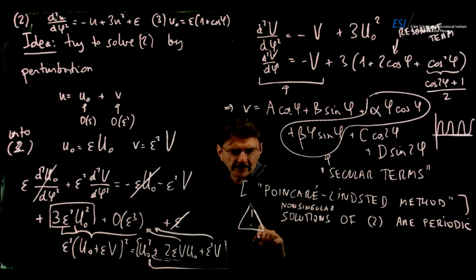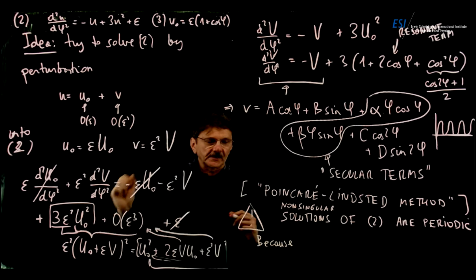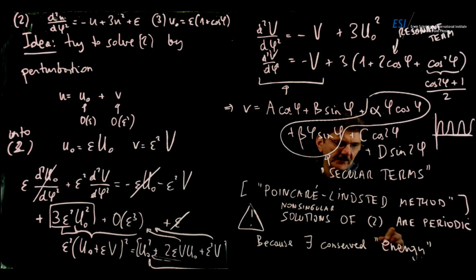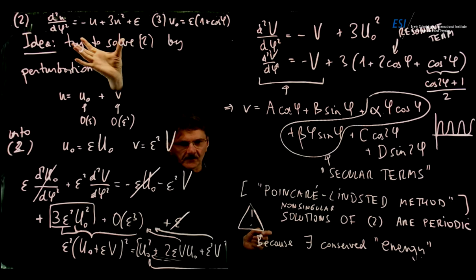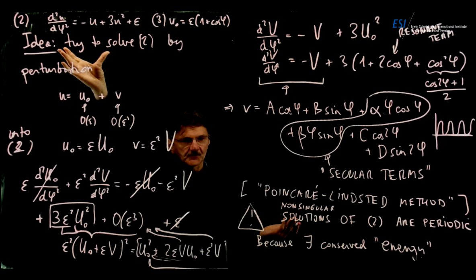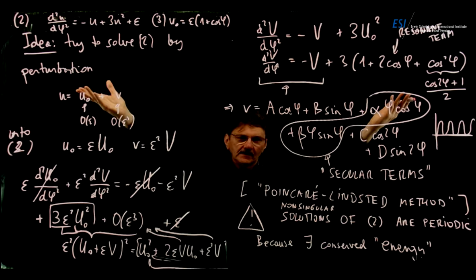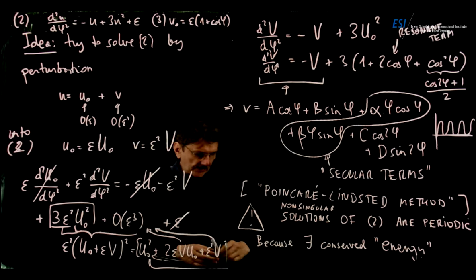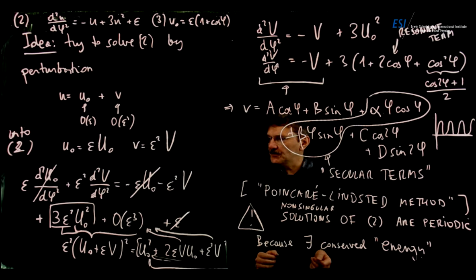is that there's a conserved energy, right? Conserved energy. And here I mean energy in the sense that you have this second order equation, which has a constant of motion. And this constant of motion means that the solution cannot grow indefinitely. It has to be periodic. And for this, let's draw the potential which belongs to this equation.